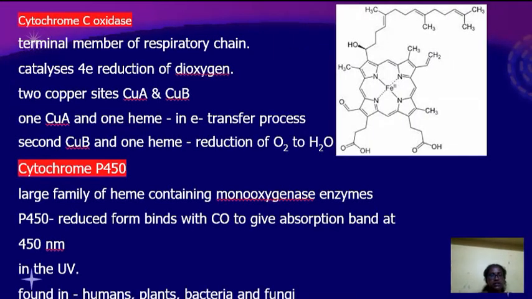We will see in detail what is cytochrome C oxidase. It is a terminal member of the respiratory chain. It catalyzes 4 electron reduction of dioxygen. It has 2 copper sites, that is copper A and copper B. Copper A and one heme are involved in the electron transfer process. Second, copper B and the other heme are involved in the reduction of O2 to H2O.